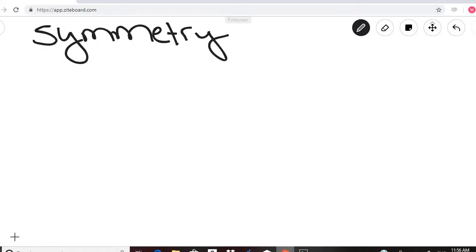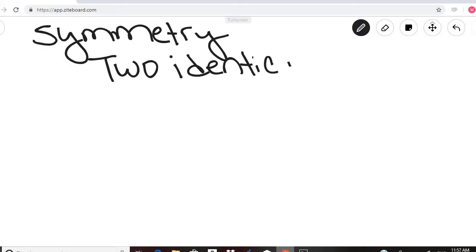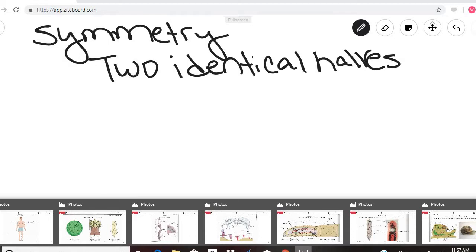symmetry. And symmetry is looking at how you can divide an organism into two identical halves. So let's look at some of the types of symmetry that we have.